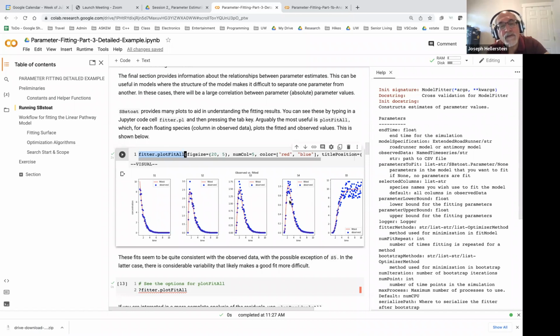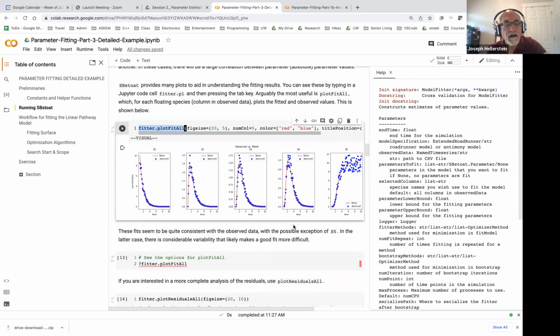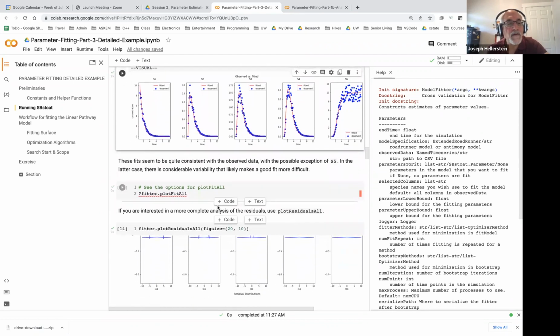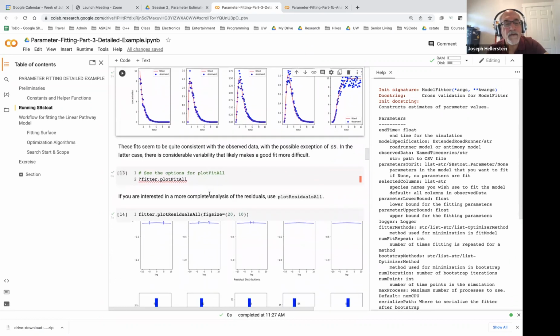S4, we see a bit more variability, and S5, quite a bit of variability. But throughout, we're sort of towards the middle of the mess, so it's probably not too bad. And then you can see more of the details of what that function actually looks like.